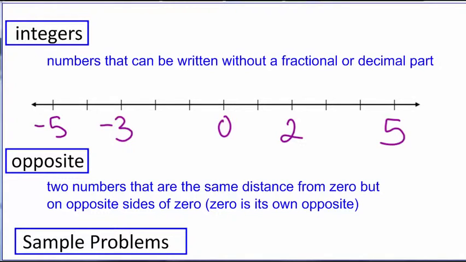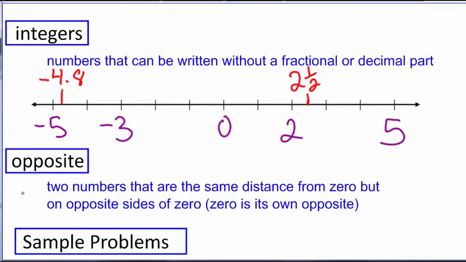But something that would not be an integer would be something that comes in between these here, like if this was negative 4.8. That is not an integer because it has a decimal part. Or if I have something like 2.5, not an integer because it has a fractional piece to it.